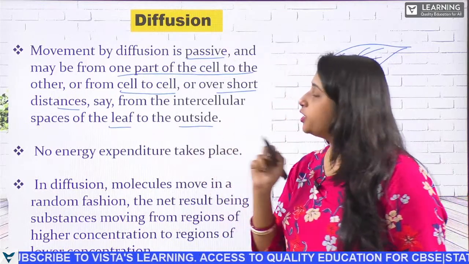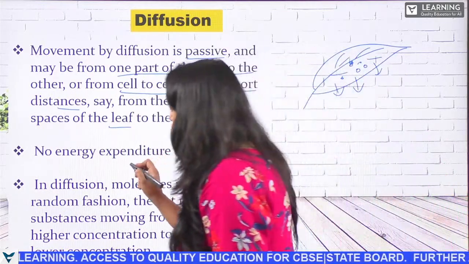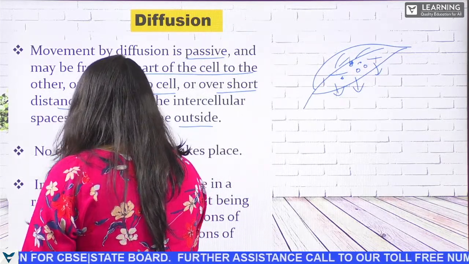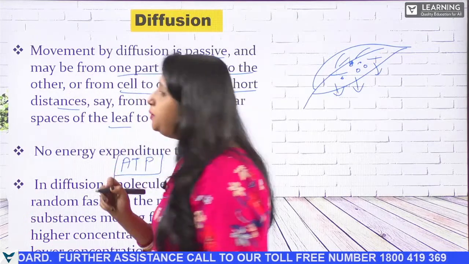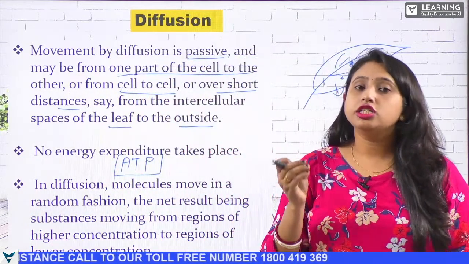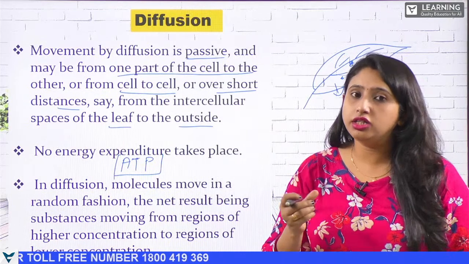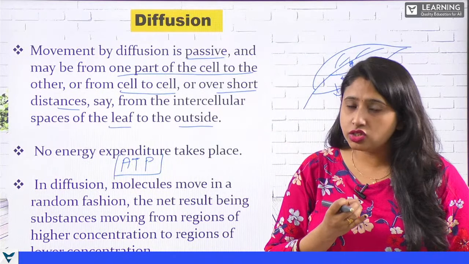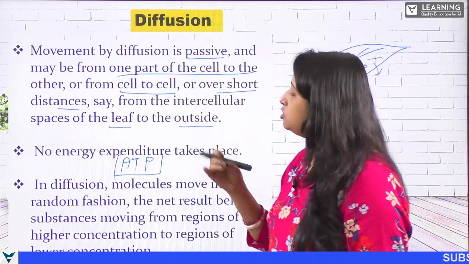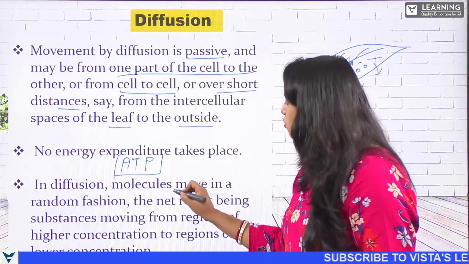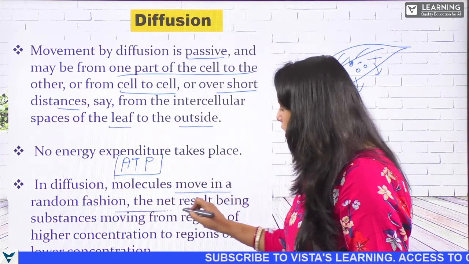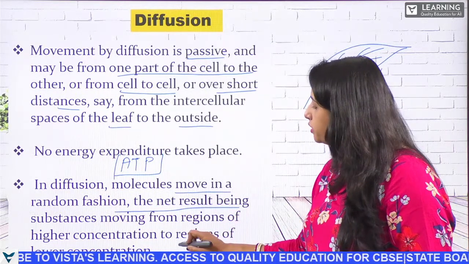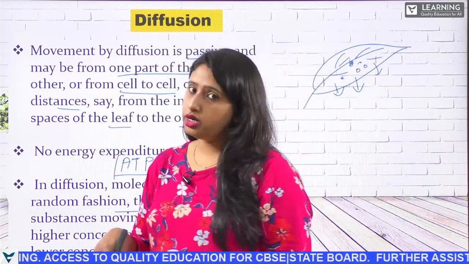So no energy expenditure takes place. This is very, very important. That is, here there is no involvement of ATP. ATP is not used because these molecules easily pass. So it is not against the concentration gradient. So ATP is not used here. In diffusion, molecules move in a random fashion and the net result is substances moving from a region of higher concentration to a region of lower concentration.